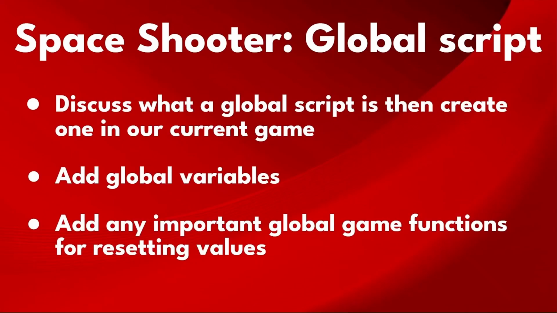In this section, we're going to create a global script. We're going to start off discussing what a global script is. Then we're going to add one into our current game. From there, we're going to add some global variables within this script. Then, last but not least, we're going to add an important global game function for resetting all the current values. Now let's go ahead and jump right in.